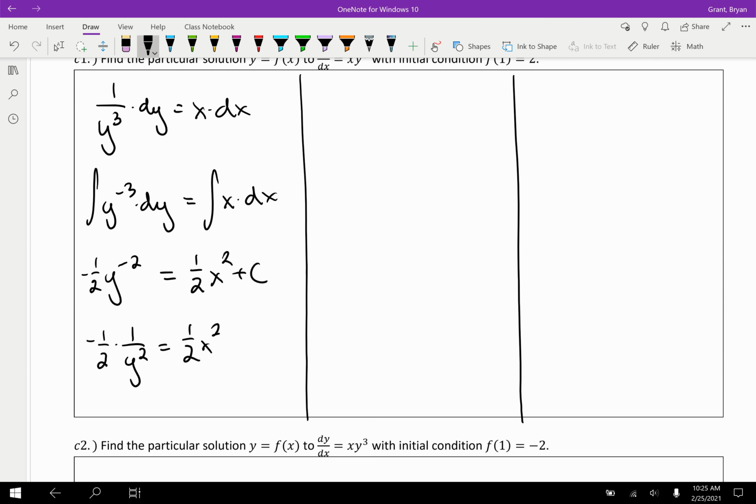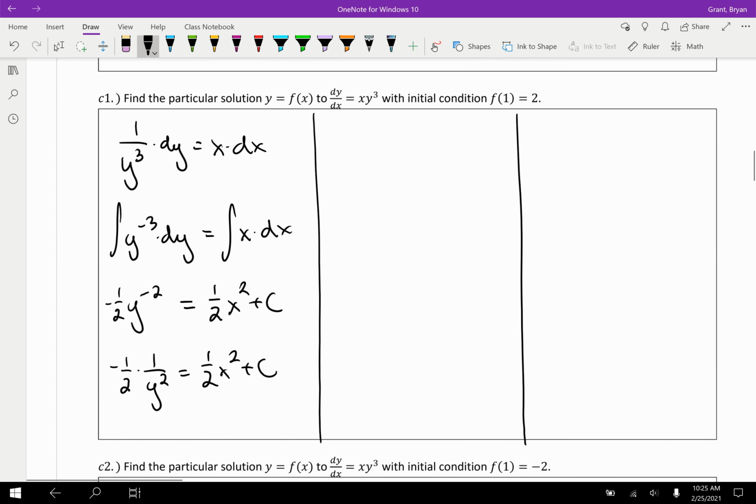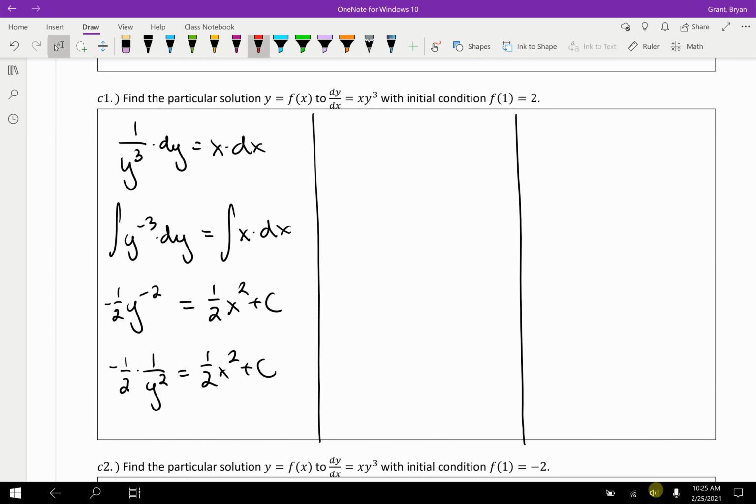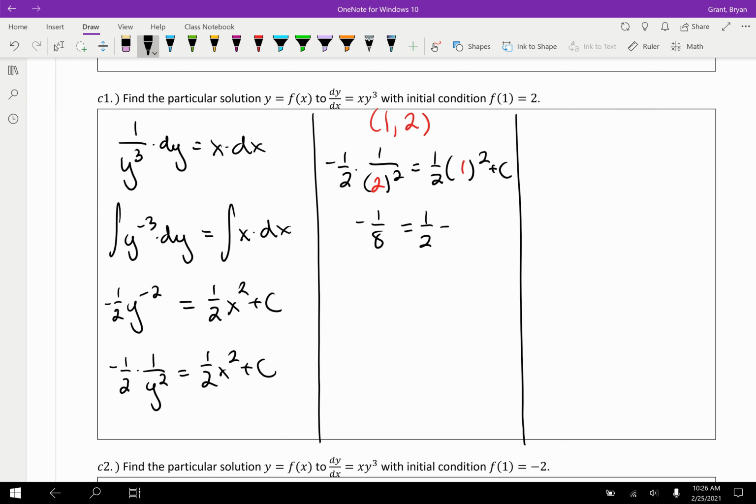equals 1/2 x squared plus c. We'll have to do it eventually, so might as well do it now. And now let's look at the other side. Initial condition, 1, 2. All right, so that means our y is 2 and our x is 1. There we go. Cleaning this up a little bit, I'm saying negative 1/8 equals 1/2 plus c.